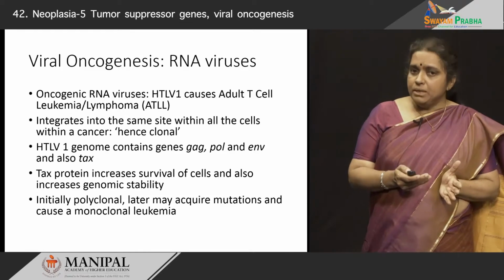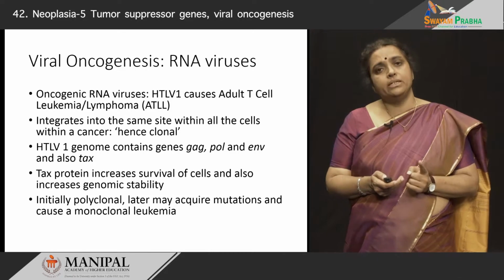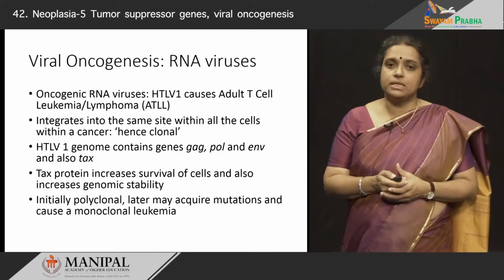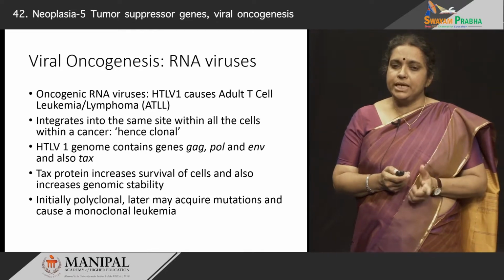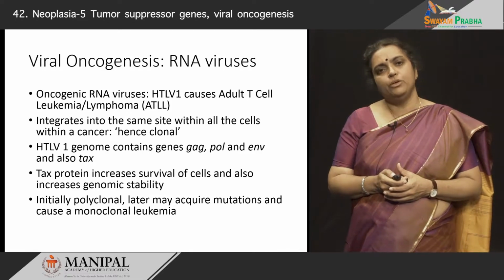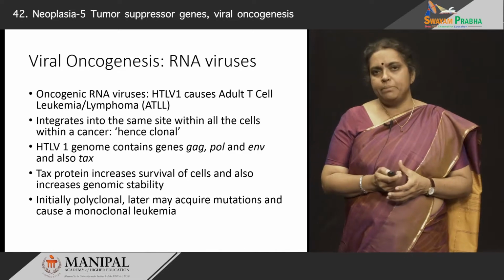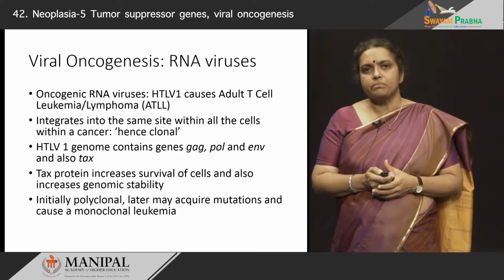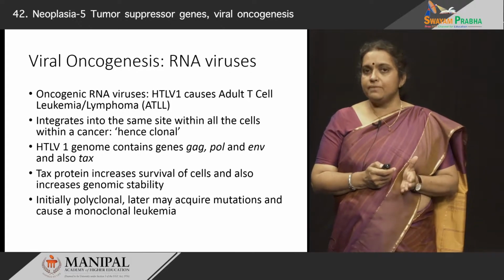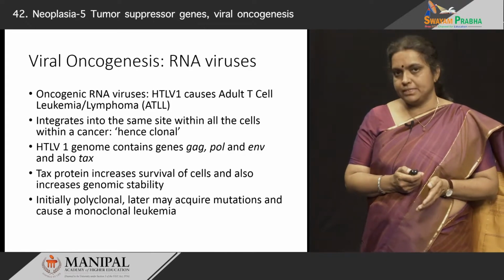Now, among the viruses, as you know, there are RNA viruses and there are DNA viruses. Now, among the RNA viruses, the only oncogenic RNA virus we know for sure till now is what is known as the HTLV1 virus, which causes adult T cell lymphoma leukemia. It is a very rare disease, common only in Japan and the Caribbean islands, not so common in India, and as the name suggests, this is a virus which is very closely related to the HIV virus.